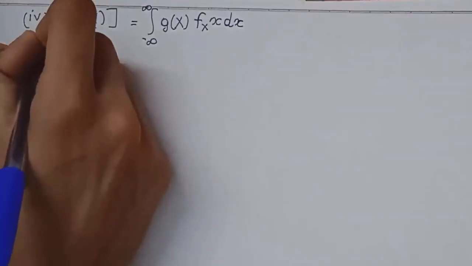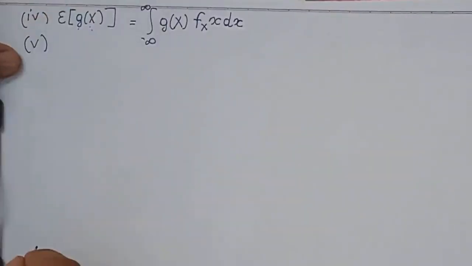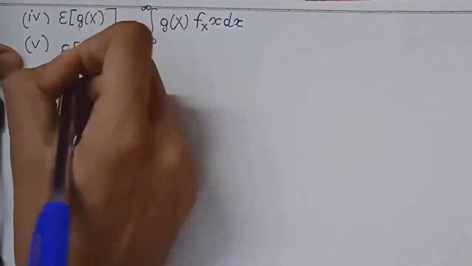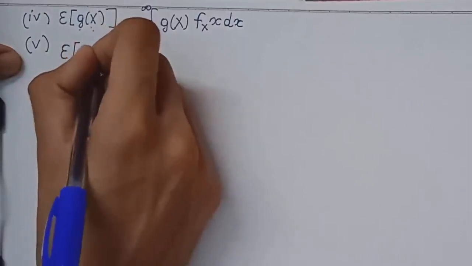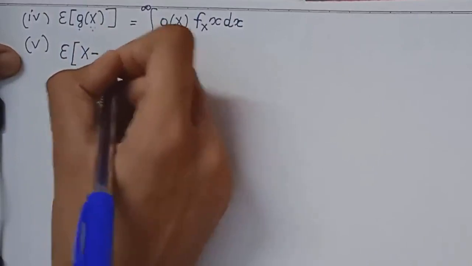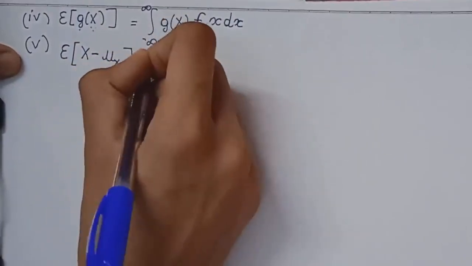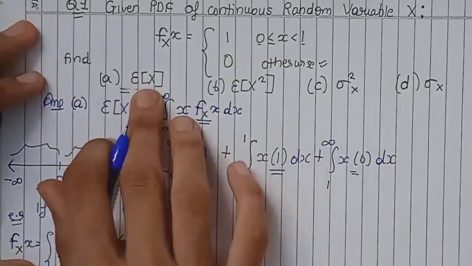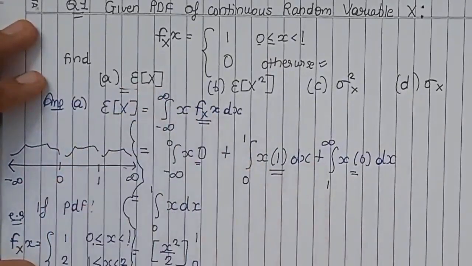So now let us see the fifth property of expectation operator. The fifth property of expectation operator says that if you find the expectation of a random variable minus its expectation, then you will get 0. That is, to give you an example to make you understand this, in the previous question we have found that the expectation of the random variable was equal to half.